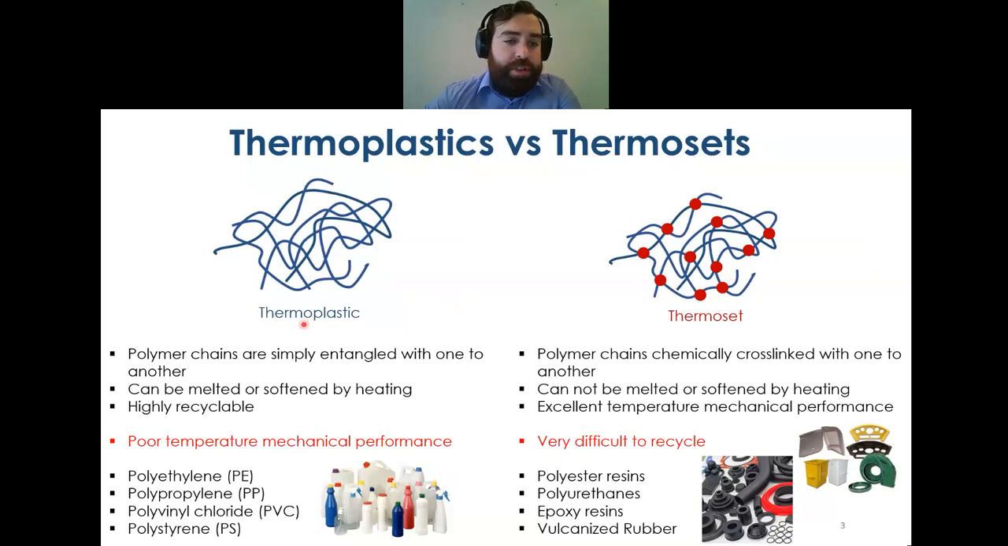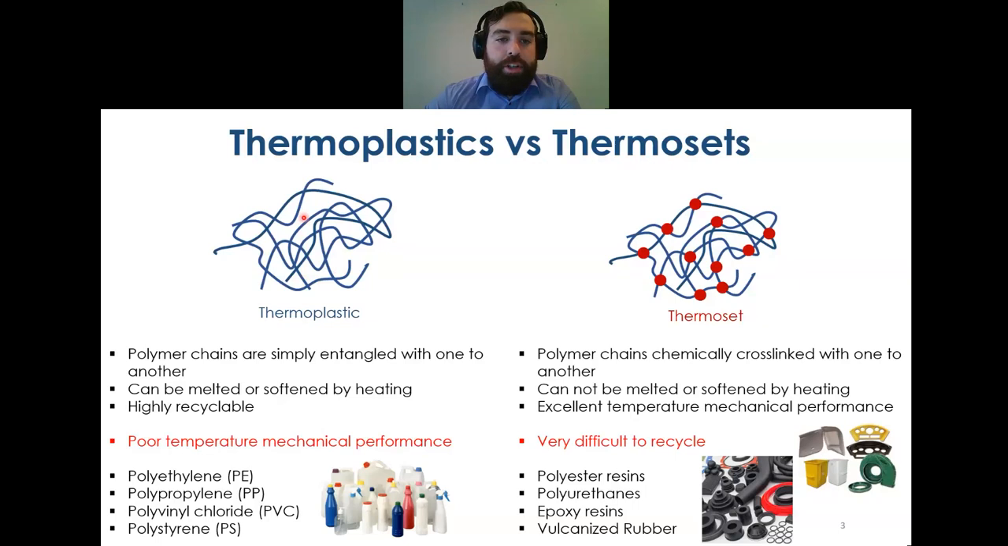So thermoplastic polymers are polymers in which the polymer chains are simply entangled with one another, which allows them to self-diffuse with each other, and upon heating, they can be melted and softened, which makes them extremely easy to reprocess and reuse. However, because of this tendency to melt at high temperature, they show really poor temperature and mechanical performance, as well as poor solvent resistance.